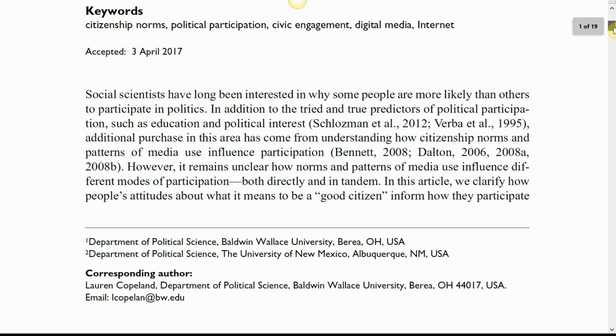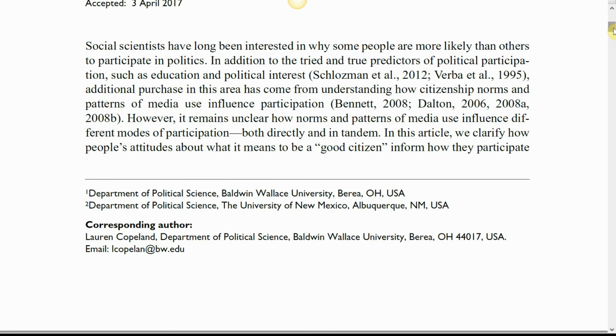So the article then goes on, second sentence: in addition to the tried and true predictors of political participation, such as education and political interest, additional purchase in this area has come from understanding how citizenship norms and patterns of media use influence participation. So right off the bat, the two things that they're going to add to this, citizenship norms and patterns of media use, and their influences on participation, all laid out in the first two sentences.